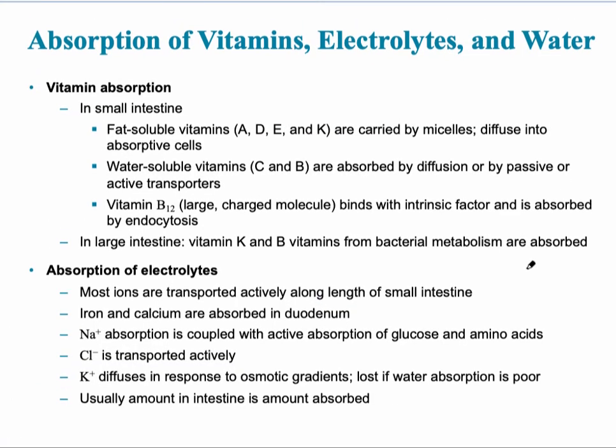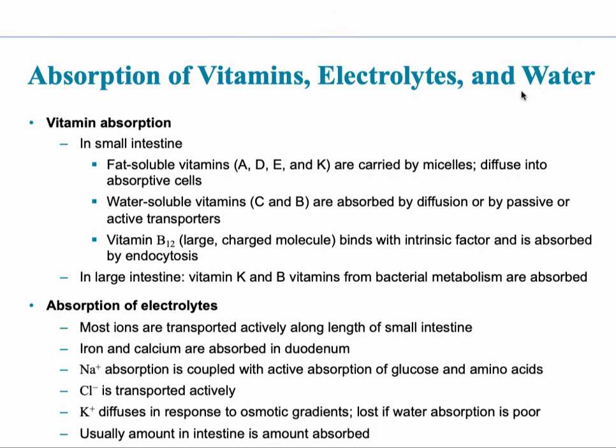So the absorption of vitamins, electrolytes, and water occurs in the small intestine, and this includes fat-soluble vitamins A, D, E, and K. Then there are water-soluble vitamins, C and B. Vitamin B12 binds with intrinsic factor. So intrinsic factor is a molecule that's produced in the stomach, and it's necessary in order for the absorption of vitamin B12 to actually occur. And then finally, there are important electrolytes that are absorbed.